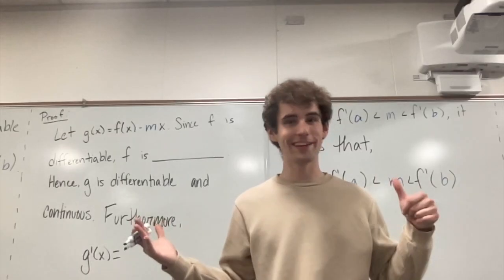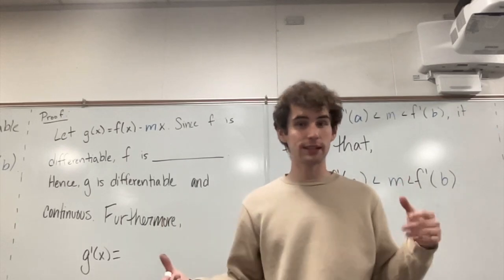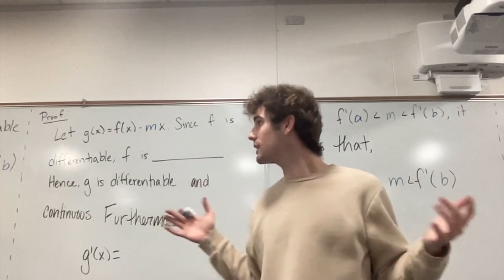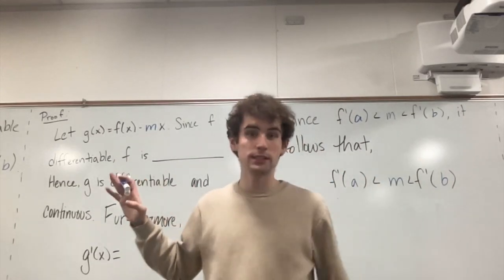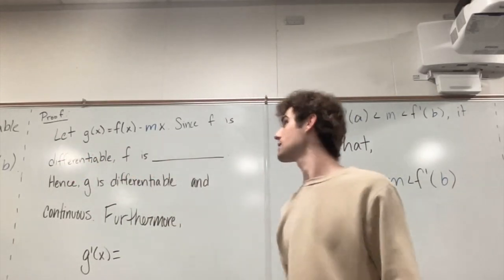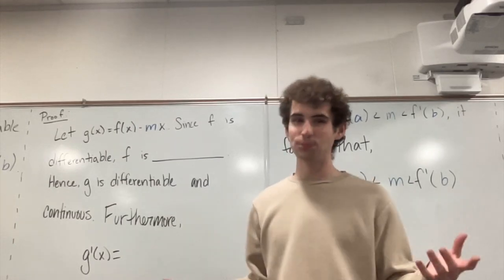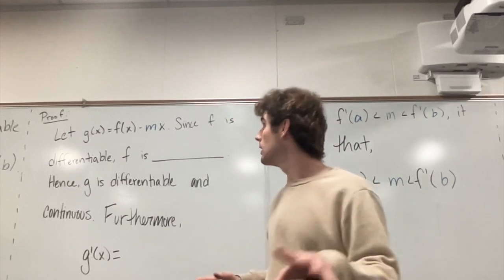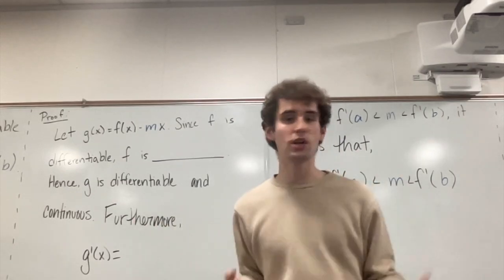Okay, so let's start. We're going to say that g of x is a new function. We're defining it ourselves, so we can really do whatever we want. We're going to say that g of x is equal to f of x minus mx. Why? Well, we'll get to that later. It's kind of hard to explain why right now. So let's just find out what we know about g.